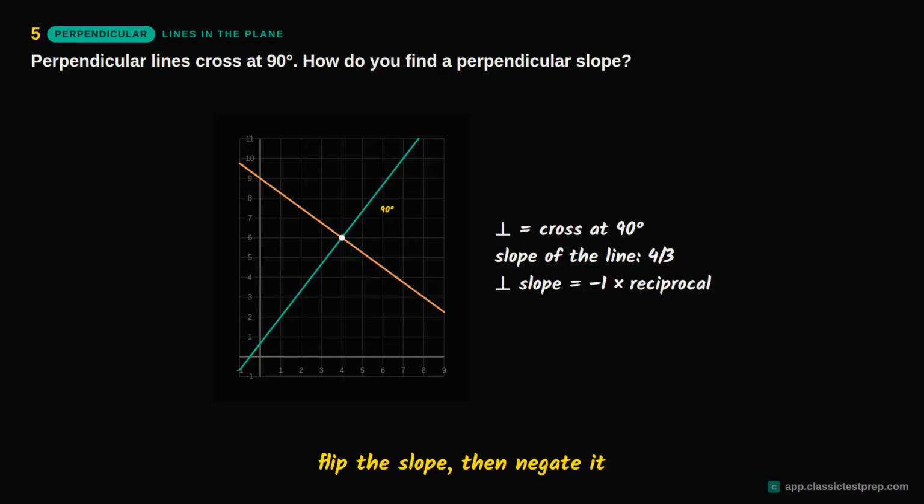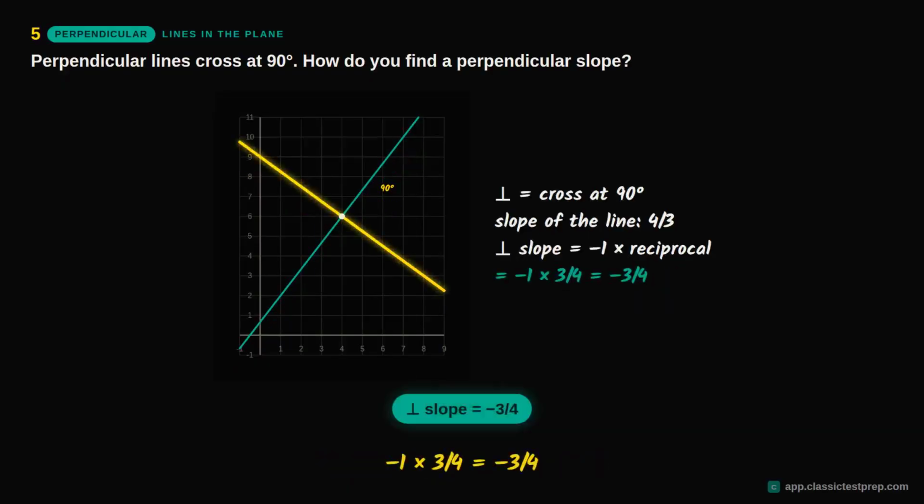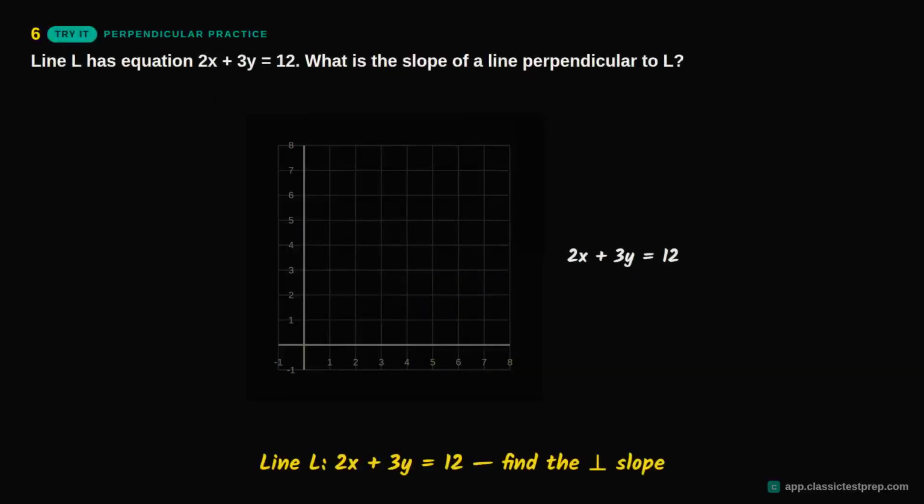The slope of a line perpendicular to this line is -1 times the reciprocal of the slope. So -1 times 3 over 4, which is -3/4. Let's practice this. Line L has equation 2x plus 3y equals 12. What is the slope of a line perpendicular to line L?